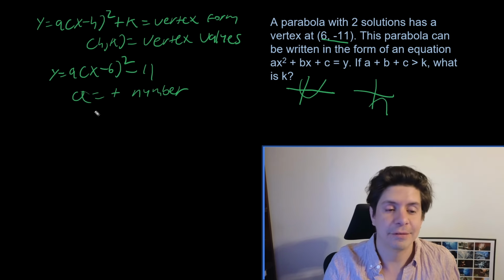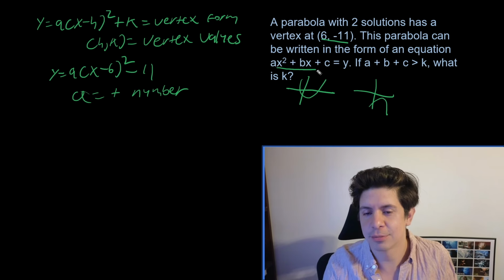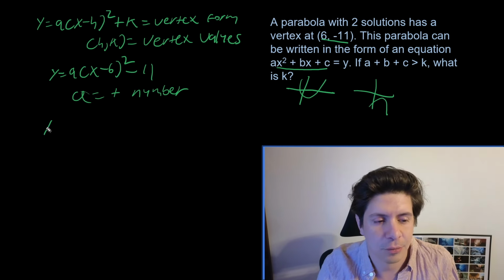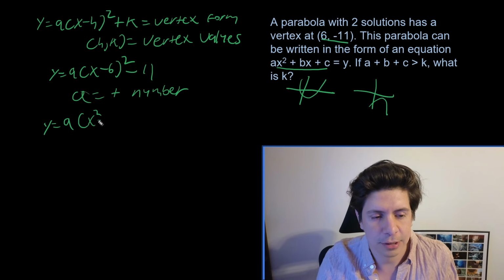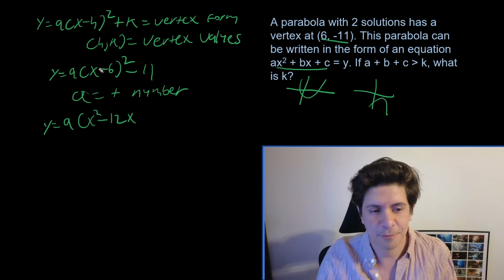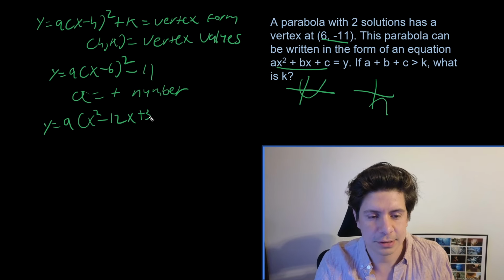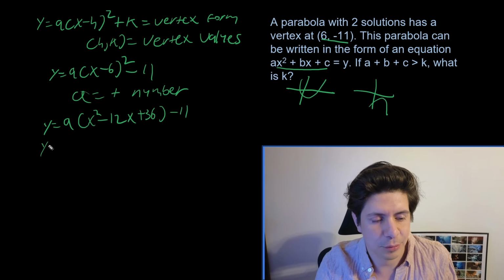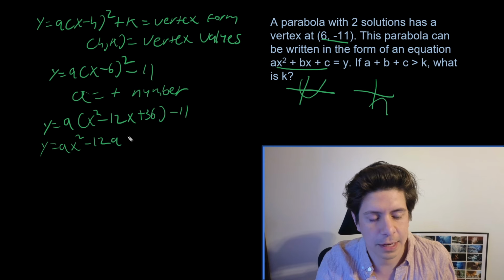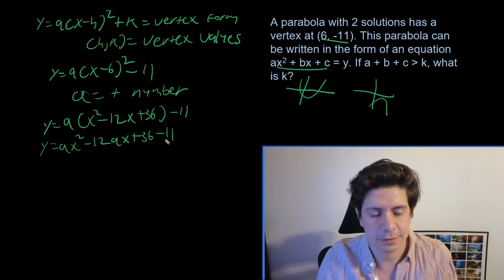Then what we have is a is a positive number, so let's factor this out, try to get it into this form of ax squared plus bx plus c, and we're going to get y equals a parentheses x squared minus 12x, because I'm foiling the x minus 6, so negative 6 times x twice, and then plus 36 minus 11, and that's going to give me y equals ax squared minus 12ax plus 36a minus 11.